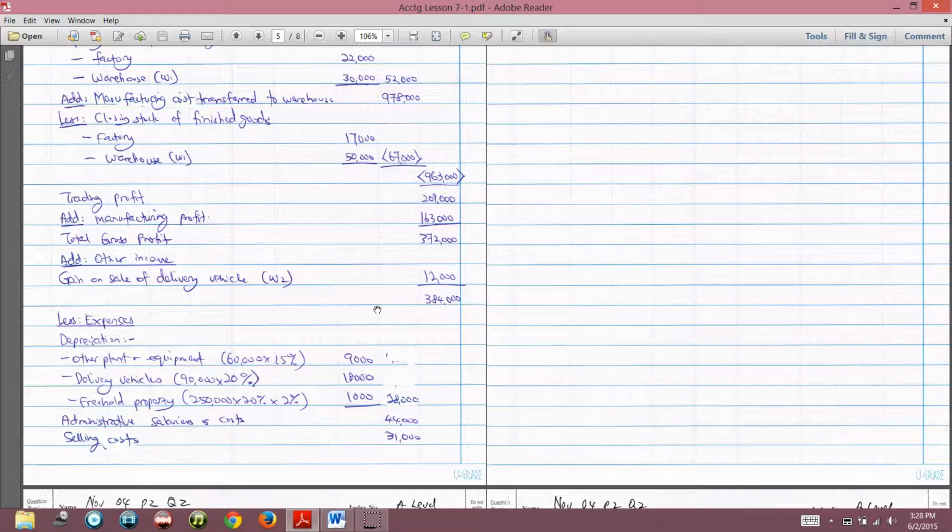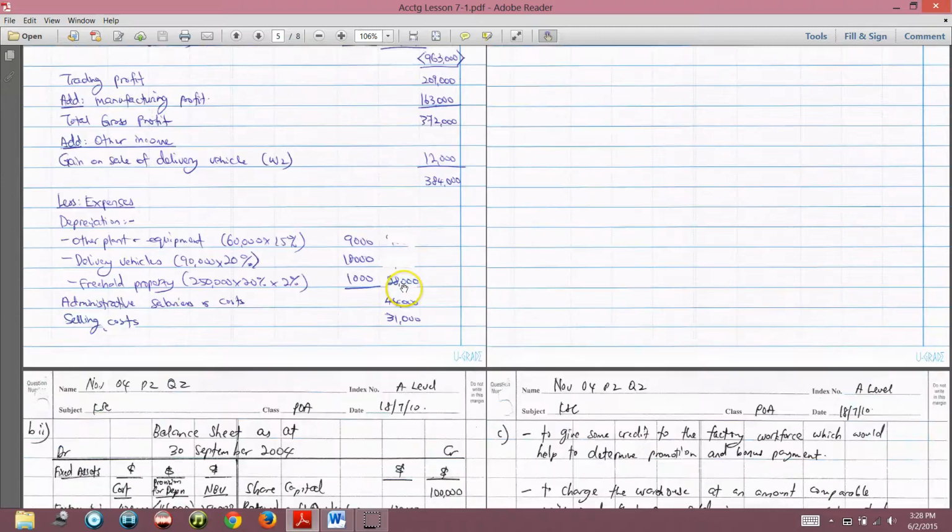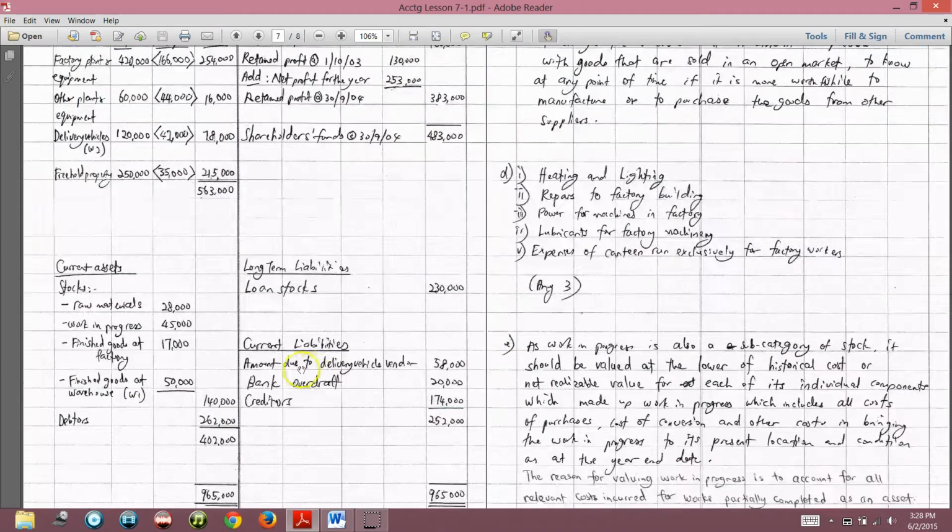Before we think too much, it says that an invoice is awaited from the supplier for the net amount due of 58,000. So this 58,000 is something like a creditor, an amount owing to the delivery vehicle supplier, correct? So we should put it under current liabilities. Some people put it as other creditors, bracket delivery vehicle, or I can describe it as amount due to delivery vehicle vendor, 58,000, and I put it under current liabilities.